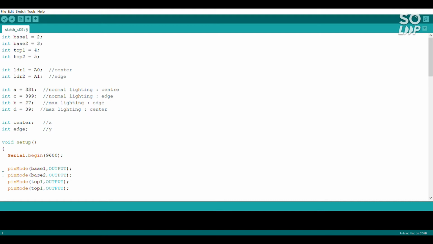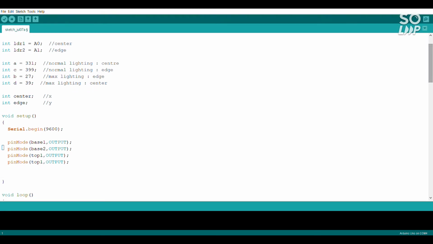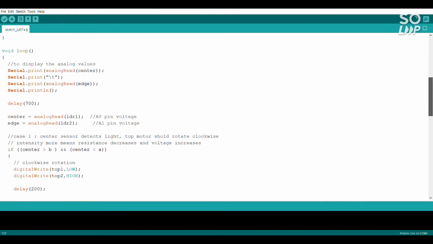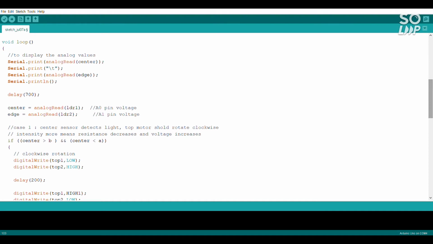Then we have recorded A, B, C, D variables as the normal lighting condition and the maximum lighting condition of the two LDRs at the center and the edge. The void setup declares the pin modes of the motors as output pins, and then inside the void loop we have first taken the LDR readings in the normal condition.